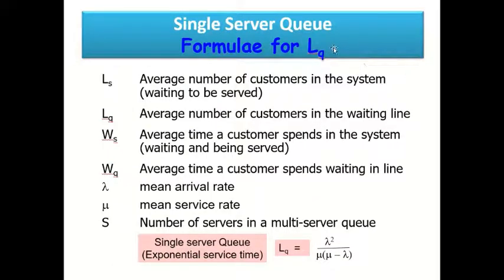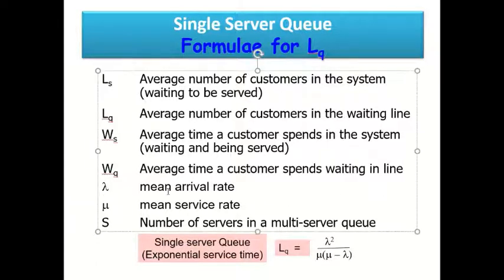Some prominent terminology and symbols are associated with the study of single server queue systems. One is LS. LS stands for the average number of customers in the system. These customers are standing in the system waiting to be served, and the average number of such customers is represented by the symbol LS. Then the average number of customers in the waiting line is represented by the symbol LQ, and the symbol WS represents the average time a customer spends in the system. This average time WS is the sum of the waiting time plus the time taken during service of that particular customer request. Then there is the symbol WQ, which represents the average time a customer spends waiting in a line.